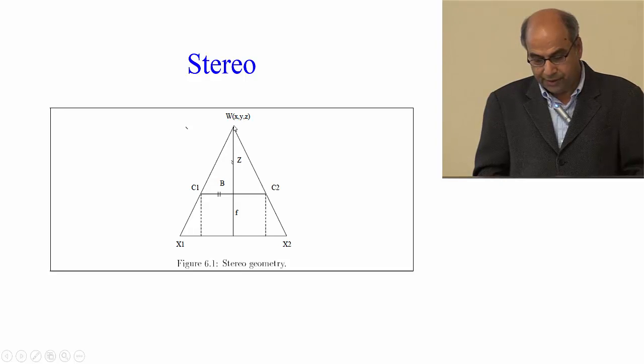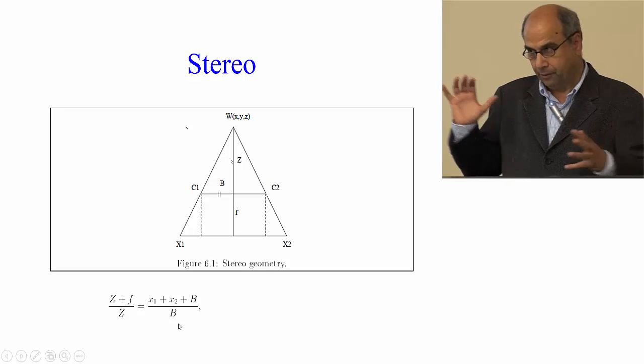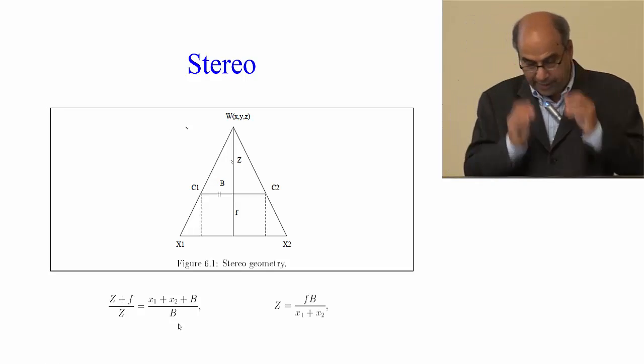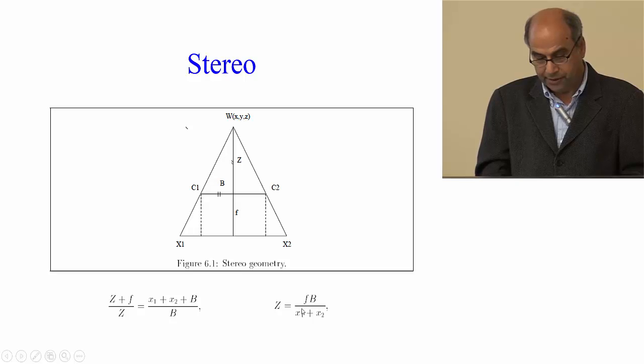So using these two triangles, there's one big triangle here and a smaller triangle here, we can find out the depth. Because (Z + F) / Z, for the big triangle, and then (x1 + B + x2) for the base of the big triangle, and the smaller triangle's base B, they have to be equal, they are equivalent triangles. So using that we can find out Z is equal to F B / (x1 + x2).